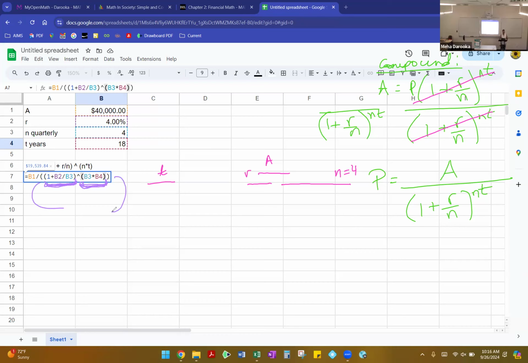The other way you can do this, and I'm just going to hit enter so that you can see what that answer comes out to be. And then if you wanted to see the formula, you should be able to see it up here, and I know it's kind of tiny.